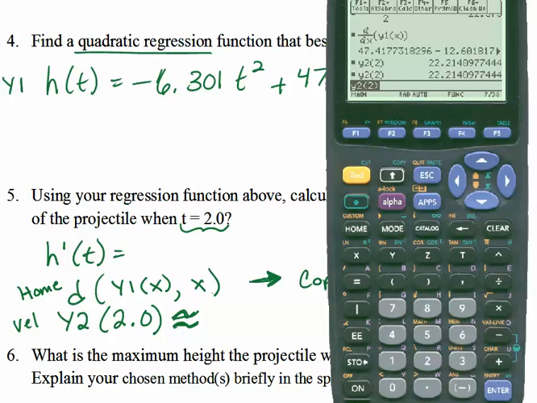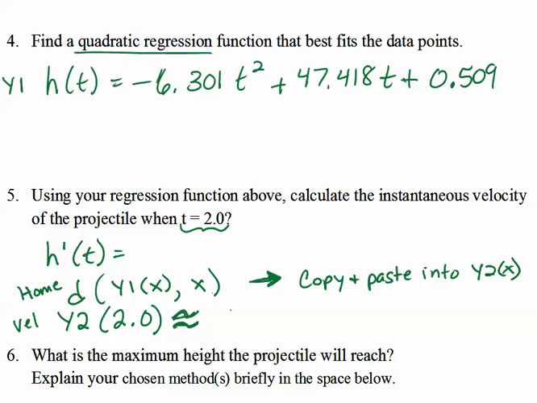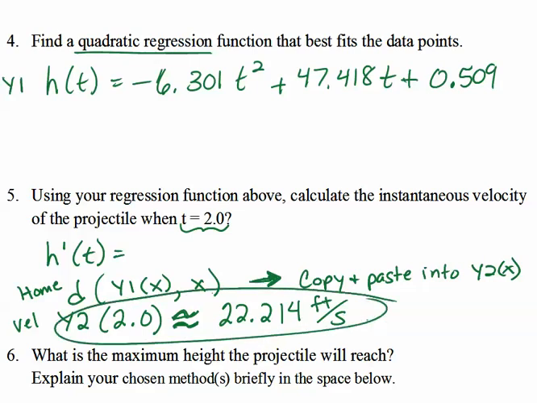Now remember that that's what we approximated from the data table. 22.214, it's a velocity, feet per second. So this is from the derivative, so this is using h prime of 2. H prime of 2, in other words, is what we just did, 22.214 feet per second. That's a bad decimal point there.